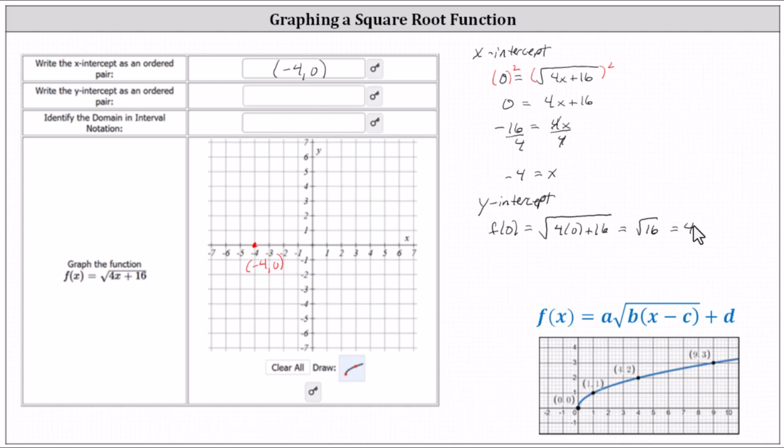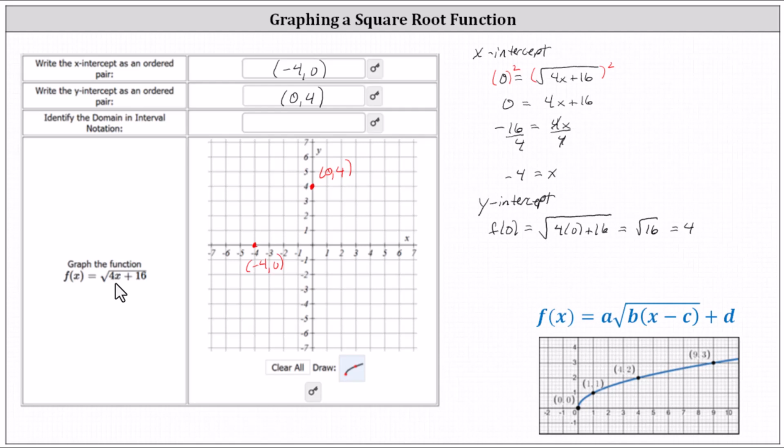Again, the y-intercept is a point on the coordinate plane. The ordered pair is 0, 4. Let's also plot this point on the coordinate plane. Just from these 2 points, we can make a nice graph of the square root function.